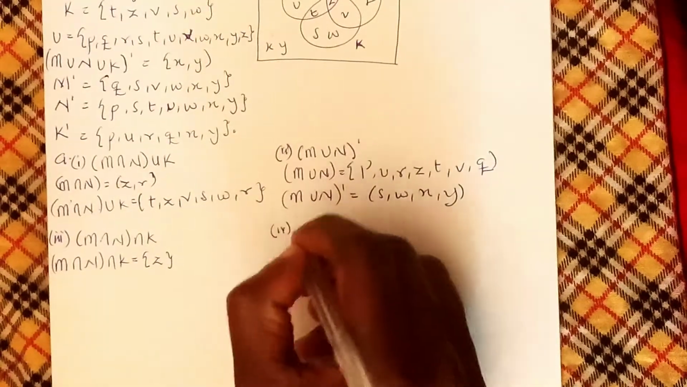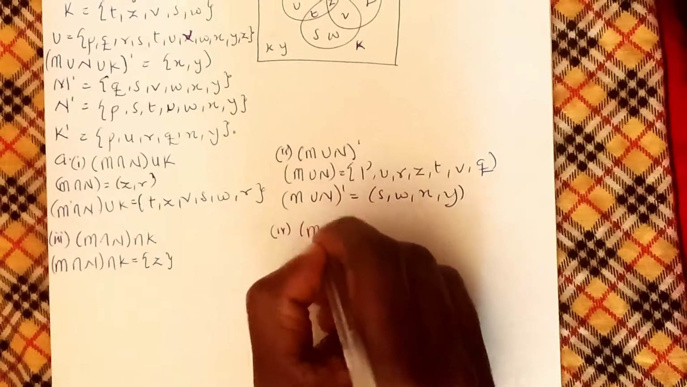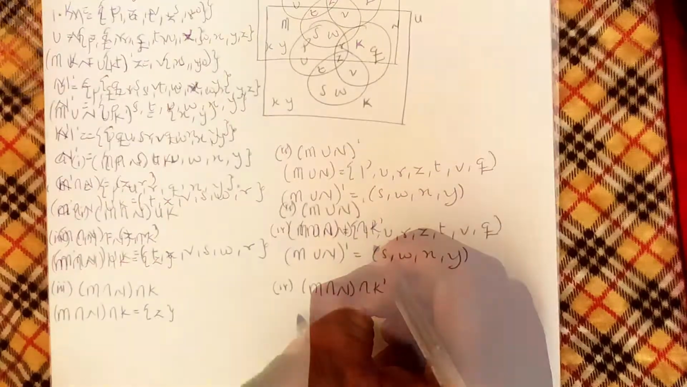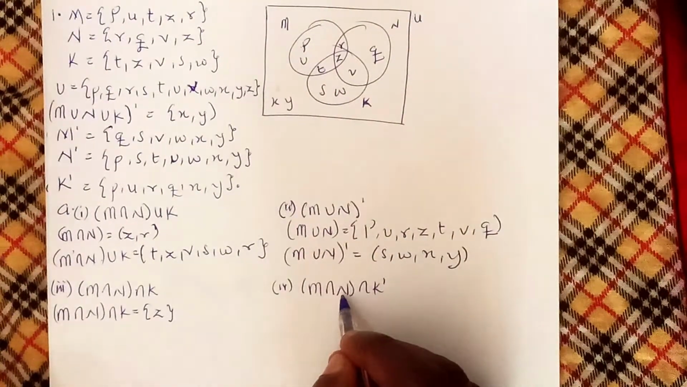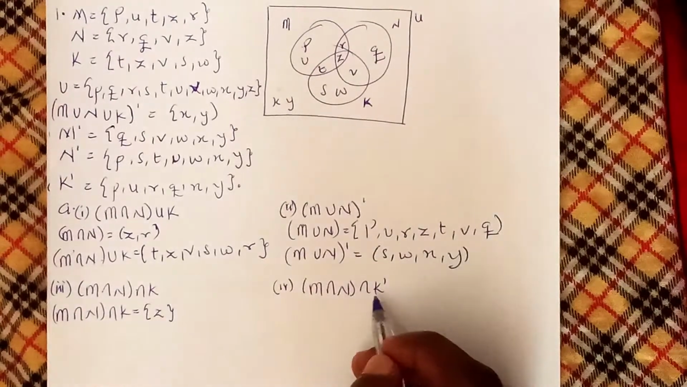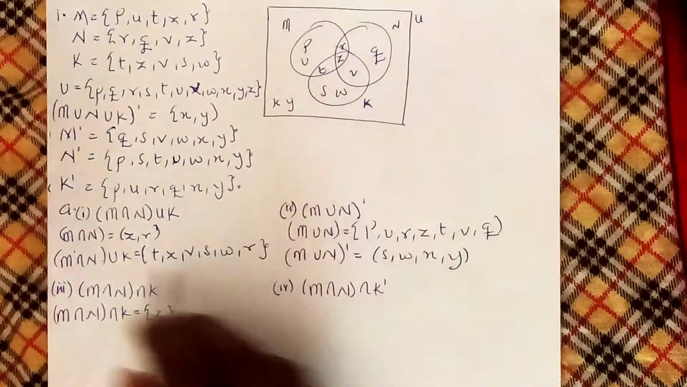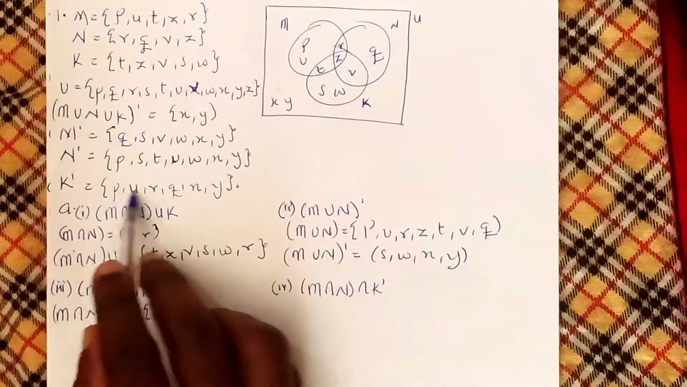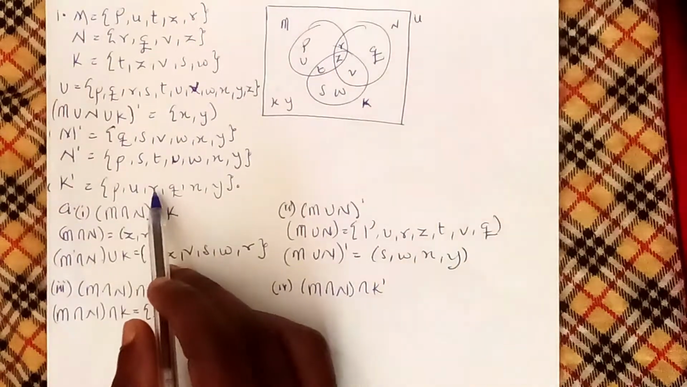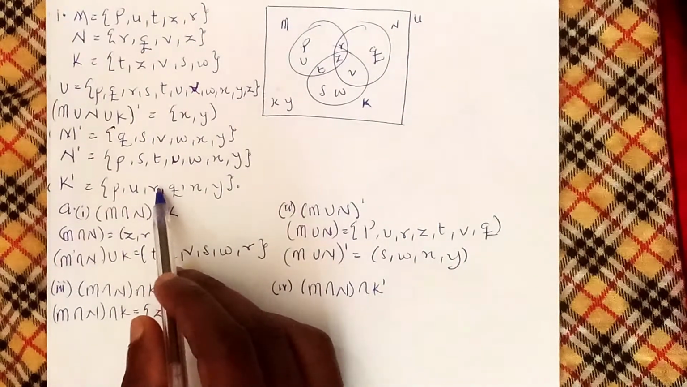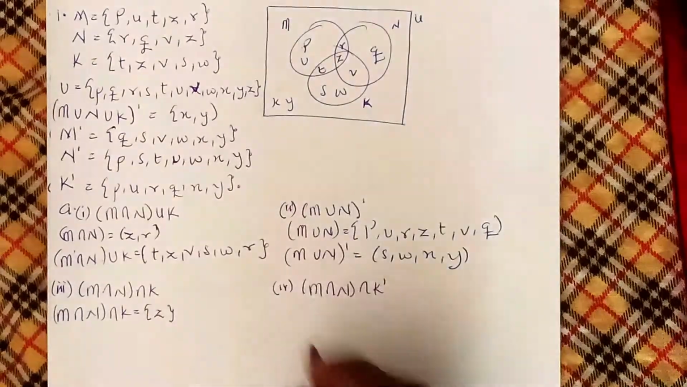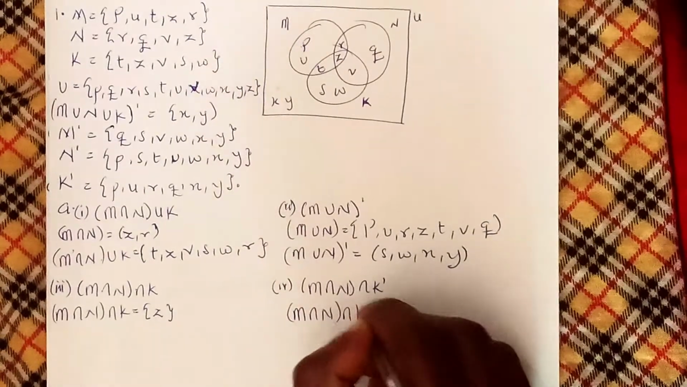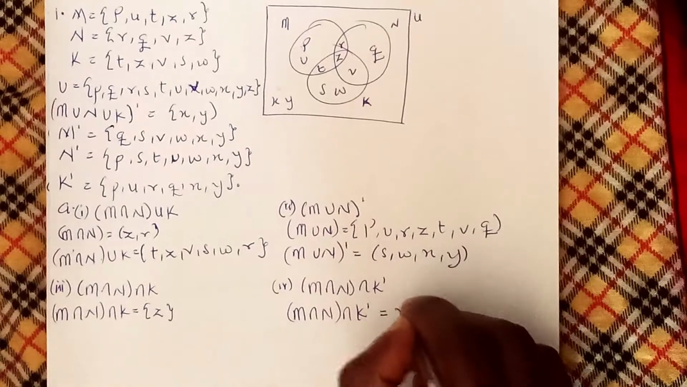Four. They are asked to find M intersection N intersection K prime. Whereas we had our M intersection N to be Z and R. So we have to intersect it with this K prime. When we intersect it with the K prime, the only figure here that is found in both sides is the R. So therefore, M intersection N intersection K prime is equal to R.